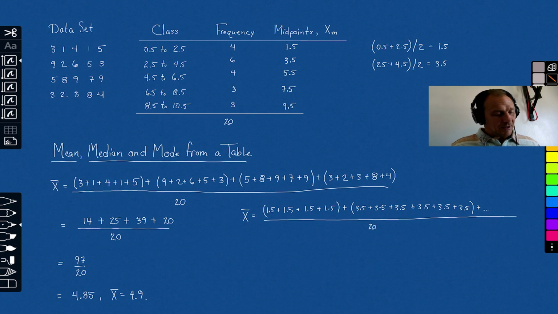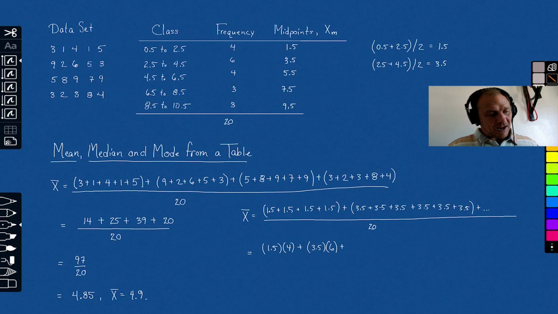But look at this. A more efficient way to do this is to say, okay, the data is represented by 1.5s, but 1.5 plus 1.5 plus 1.5 plus 1.5, that's the same as 1.5 times 4. It's repeated multiplication. Plus, the next group, the data values, we're representing them with 3.5, and there's 6 of them.